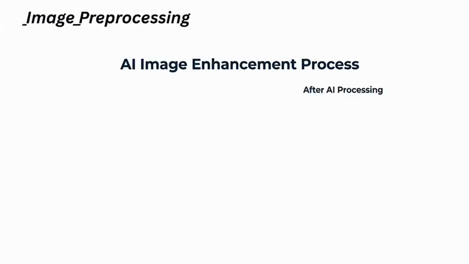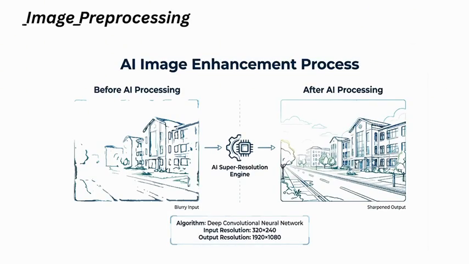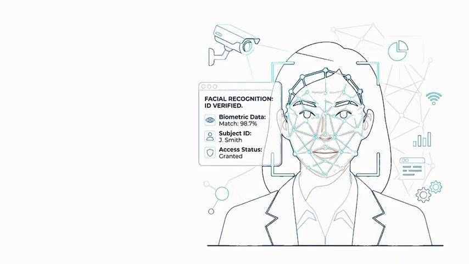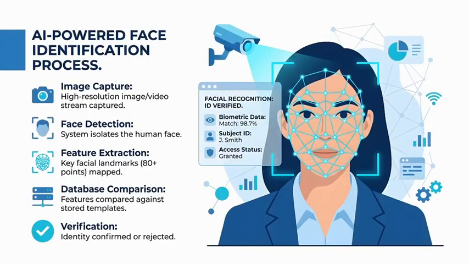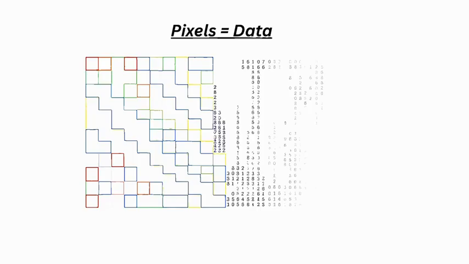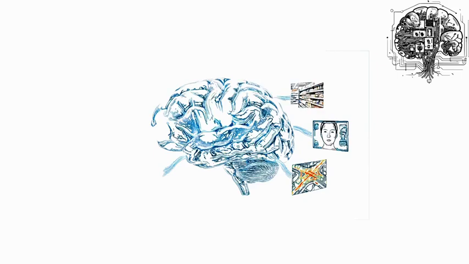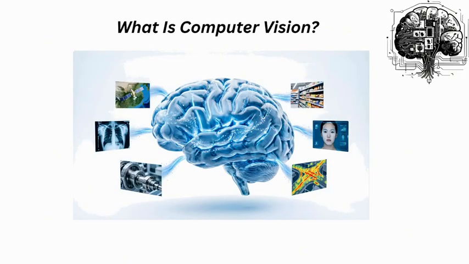Every day, humans process millions of visual details without even thinking about it. We instantly recognize faces, objects, colors, and movements. For computers, however, understanding an image is not so simple. A computer sees an image as nothing more than millions of tiny dots called pixels. Each pixel contains numerical information representing colors and brightness. Computer vision is the branch of artificial intelligence that enables machines to interpret and understand these visual patterns.